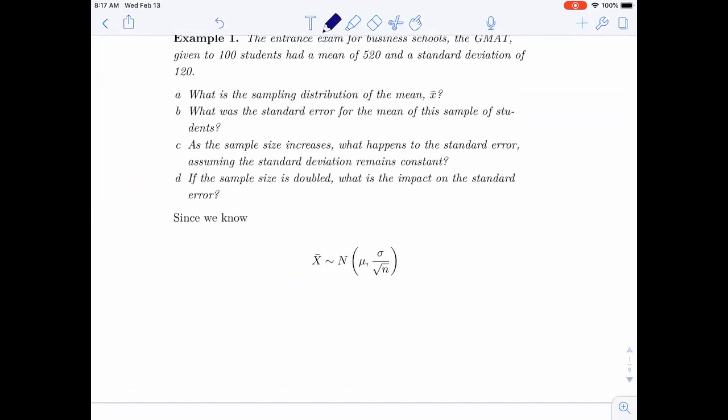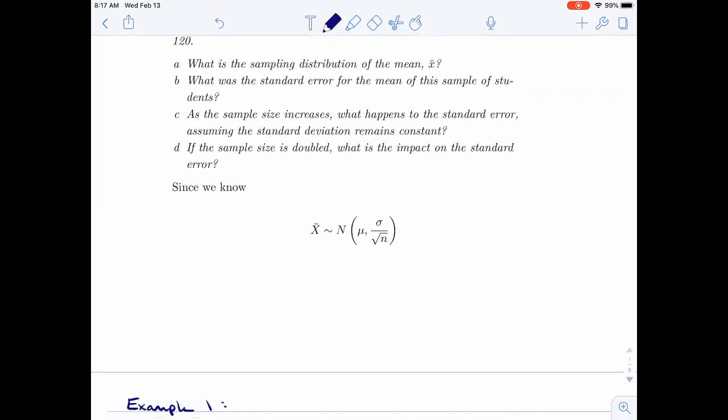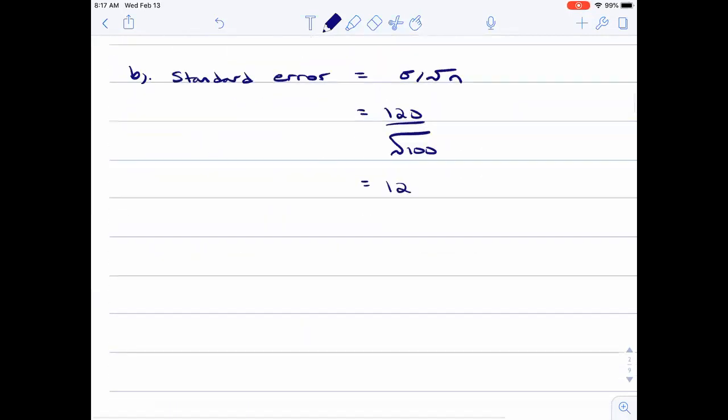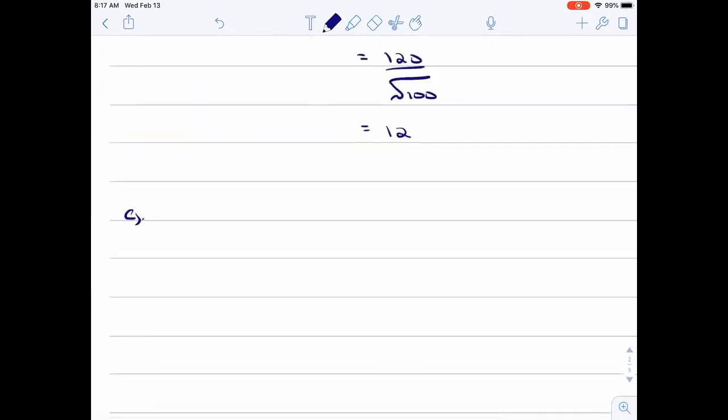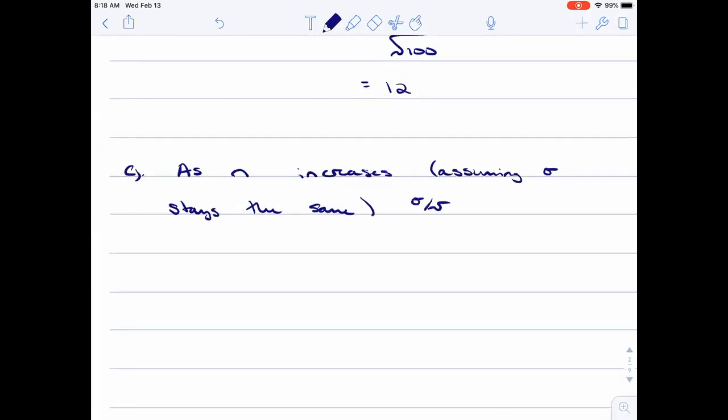So C, as the sample size increases, what happens to the standard error, assuming the standard deviation remains constant? We just talked about this, but in general, as n increases, I'll just make a note here, assuming sigma stays the same, sigma over root n decreases.